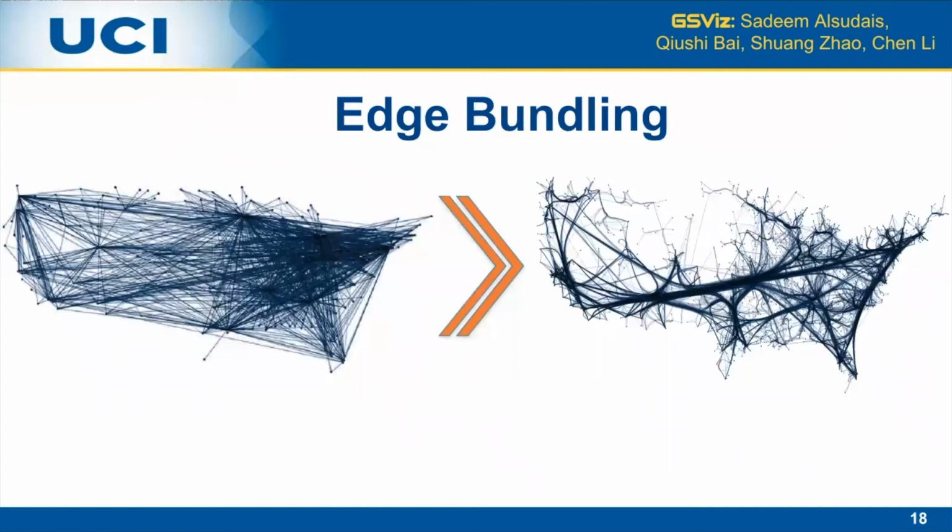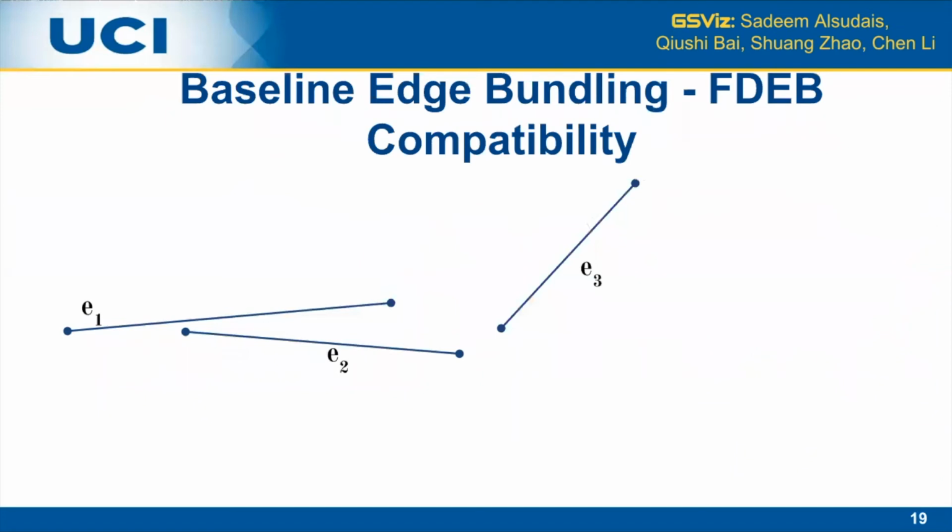Now I will talk about the second technique to reduce the visual clutter of geospatial graphs, which is edge bundling. Let me discuss the steps of a baseline edge bundling algorithm called force-directed edge bundling, or FDEB for short. When a new edge from a batch arrives, we need to curve it. FDEB does that by first comparing the new edge with all the previous edges seen so far from all the batches. And then it groups the new edge with all those that it is compatible with.